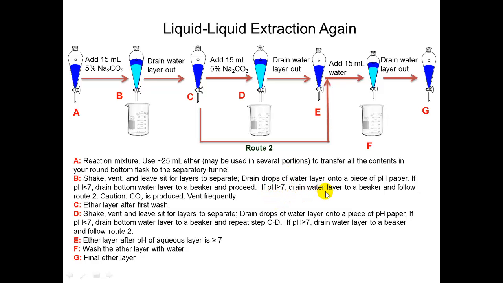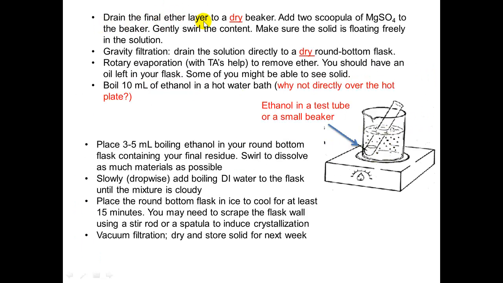You can drain the water layer out to a beaker and wash the ether layer with 15 ml DI water. After washing the ether layer with DI water, drain the aqueous layer out, and you have your final cleaned ether layer. Please read the instructions on this page very carefully and follow the sequence to do the liquid-liquid extraction. Finally, drain the final ether layer to a dry and clean beaker.